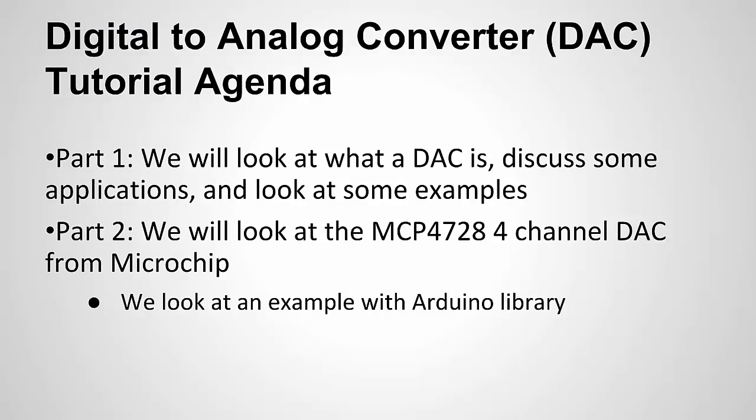In part 1, we discussed what a DAC is. We talked about some example applications and some example specs, namely resolution, accuracy, and speed. We then showed some examples related to accuracy, and then in part 2 we're really digging into an example DAC, the MCP4728, which is a 4-channel DAC from Microchip.